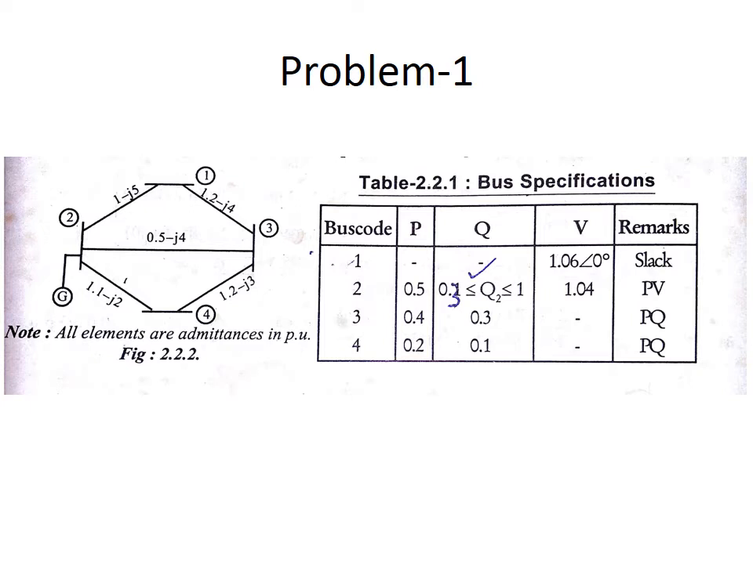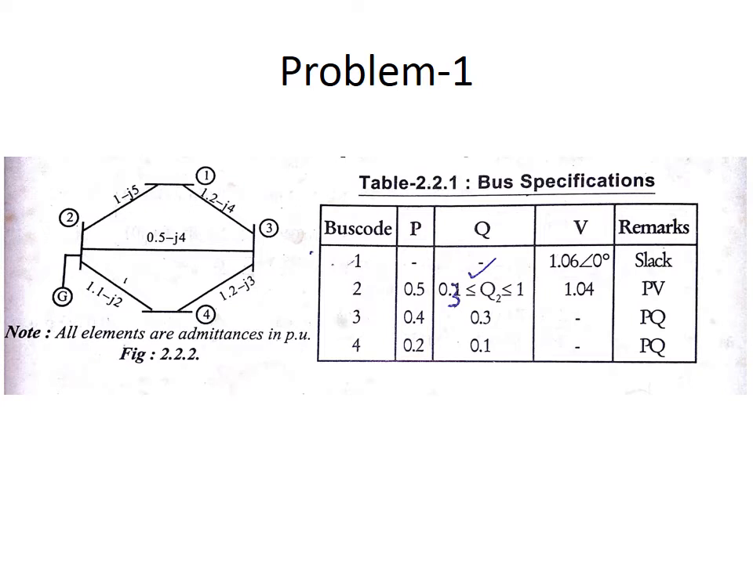Here we can see a 4 bus system represented by 1, 2, 3 and 4. For each bus, P, Q, V and angle and its remarks are specified. For the first bus, the voltage magnitude and its angle are specified, so it can be considered as a slack bus.